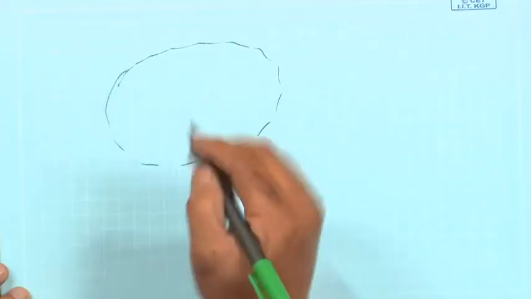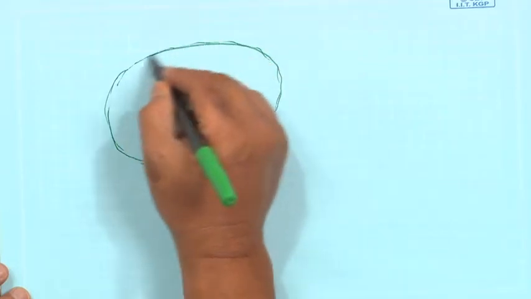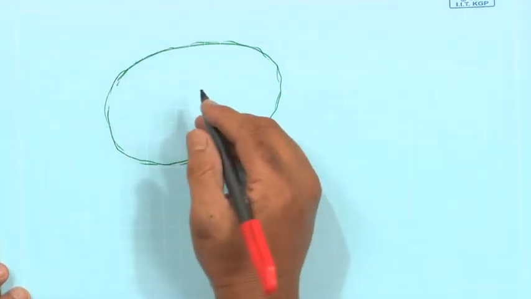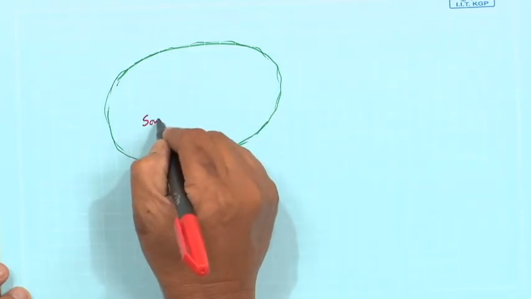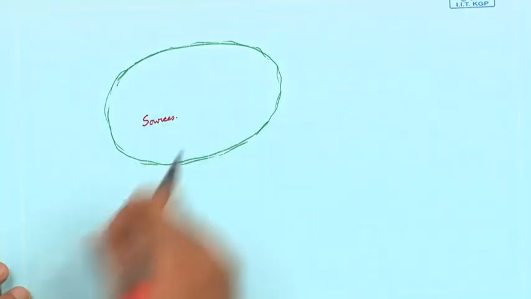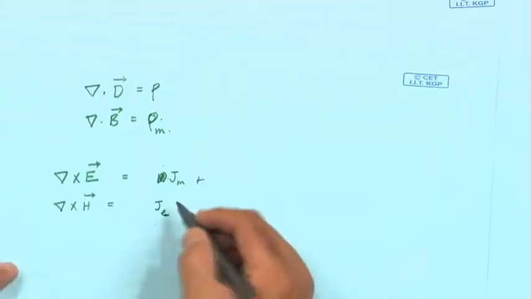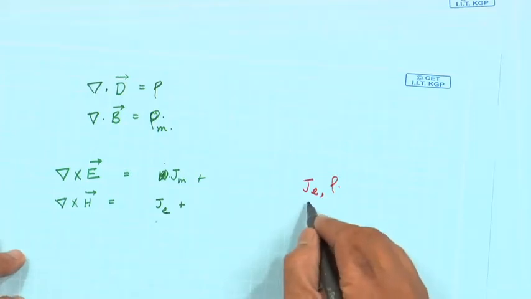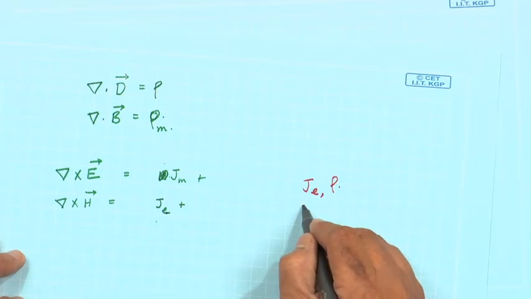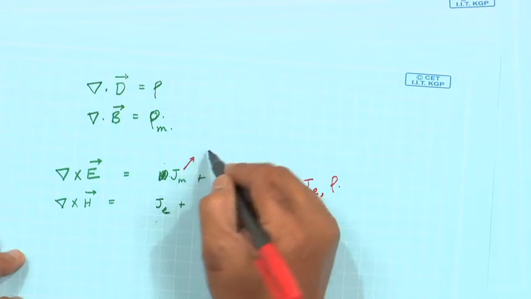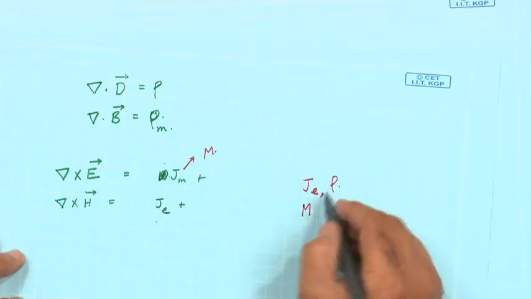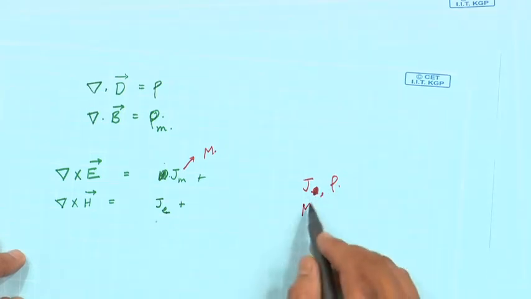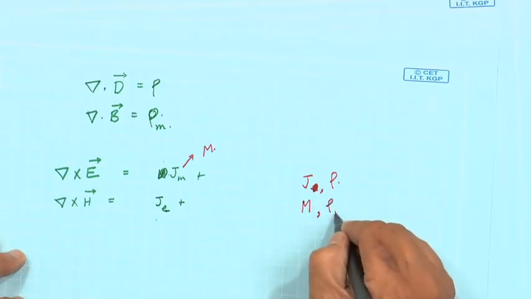Now, let us come to the actual problem. Let us say that I have a surface like this, a hypothetical surface, and there are sources. So, how do we characterize sources? Just as in actual life in Maxwell's equations, the sources are J E and rho, but we say that there can also be the J M, which we do not call J M, we call M. This J is generally the conducting current. So, J, rho, M and rho M.